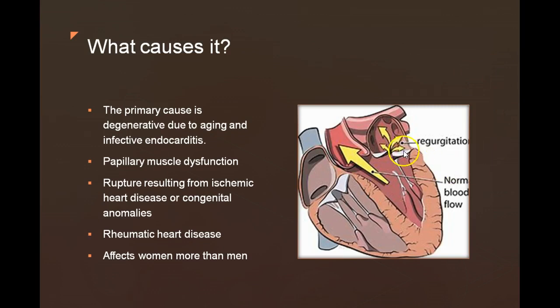So again, on the right there, you can see a picture of the regurgitation, the arrows going back of some of the blood flow that doesn't all settle in the left ventricle, and then the left ventricle having to do even more work by pushing a higher volume of blood out.